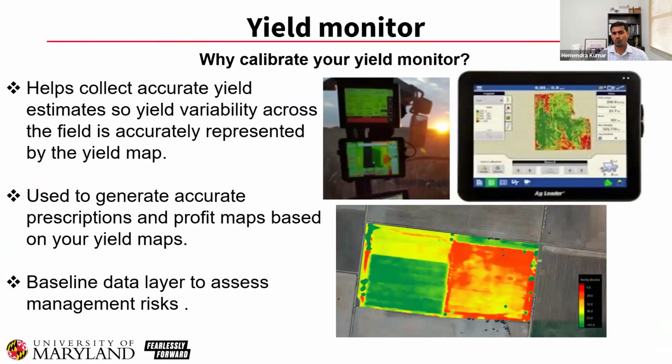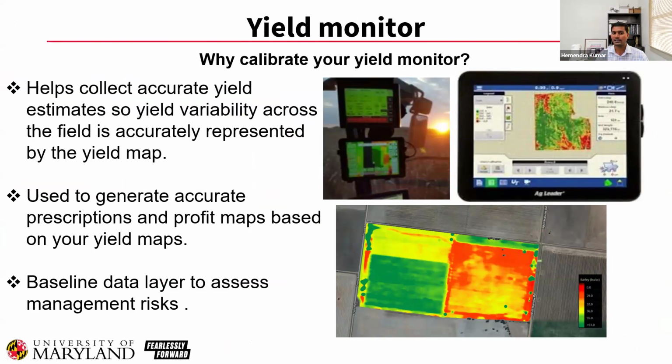Now, the yield monitors. Whenever you have a yield monitor, you always want to see the data. Your yield monitor, when you harvest, will give you some kind of map, right? Green is better, red is worse. That's the rule of thumb, like you want to set up in your yield monitor. That will give you the baseline.